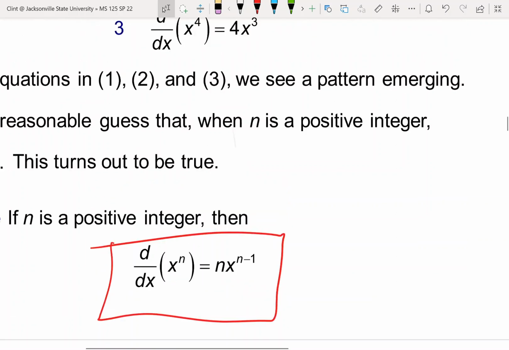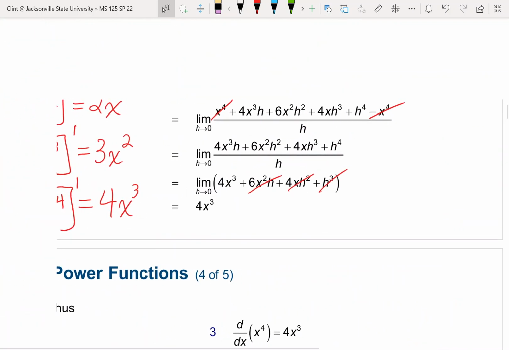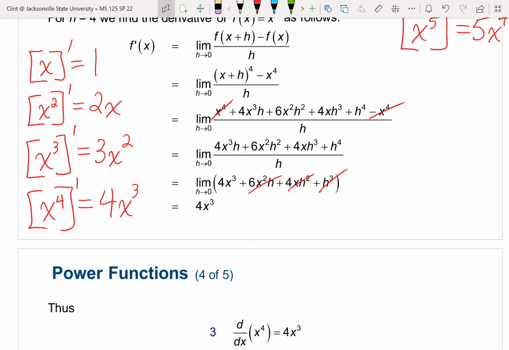Looking at our pattern, let's go back to what we had before. Let's look at the x to the third one. We had x to the third with a 1 coefficient in front. To get our derivative, we do 3 times the 1 coefficient, we get 3. Our exponent was 3, we subtract 1 and get 2. We look at x to the fourth, we had a 1 coefficient there. So 4 times the 1 coefficient, we get 4 as our new coefficient. And then 4 minus 1, we get 3 as our new exponent.